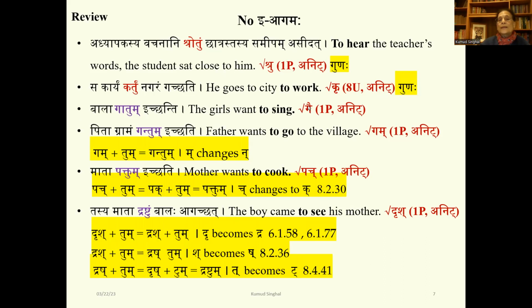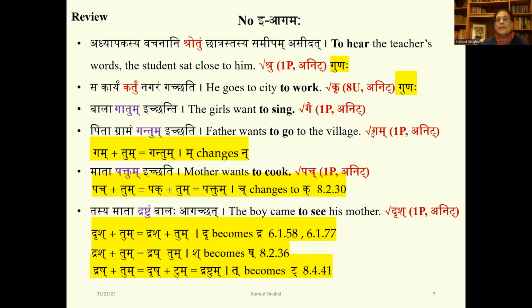For example, let's look at the dhatu gai. Gai means to sing. It is an anit dhatu. So here, it won't be gaitum. This will be gatum. So this is an irregular form. Balaha gatum icchanti. This is plural because there is a long a before the visarga, so the visarga is dropped. So the verb matches the subject. The girls want to sing. So the gai is not gaitum, it is gatum.